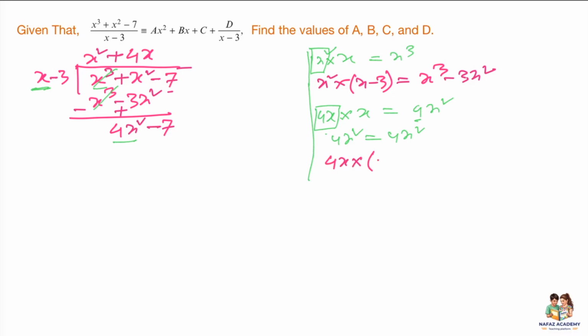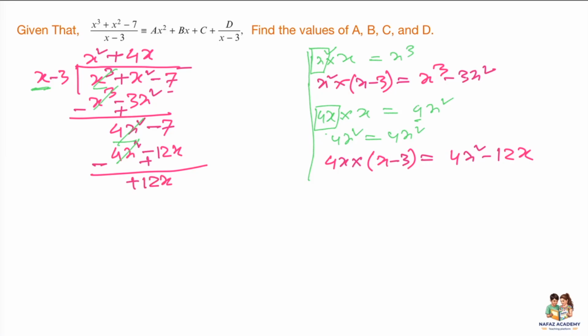4x. Yes, and now 4x times the whole expression of the divisor. What is that? 4x square minus 3 times 4 is 12x. Yes, write the expression over here. 4x square minus 12x. Since it is subtraction, I am changing the sign. Minus 12x, now it is plus 12x. So 4x square minus 4x square cancel out. So at first write the positive 12x, and now minus 7.